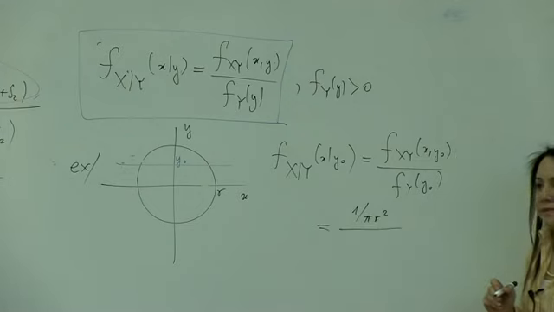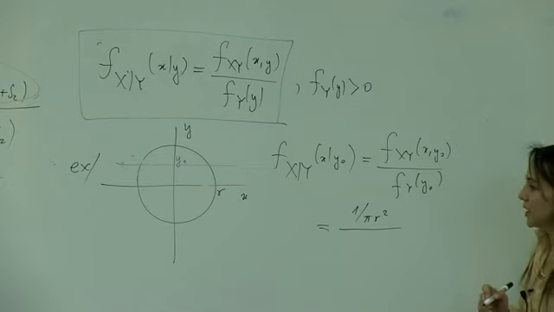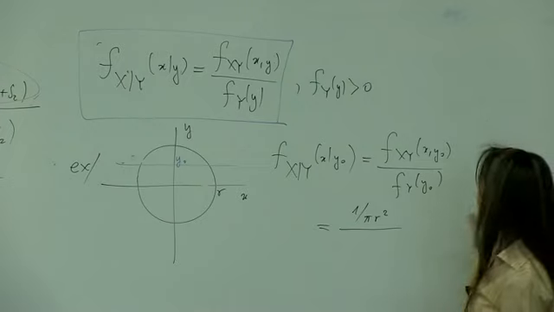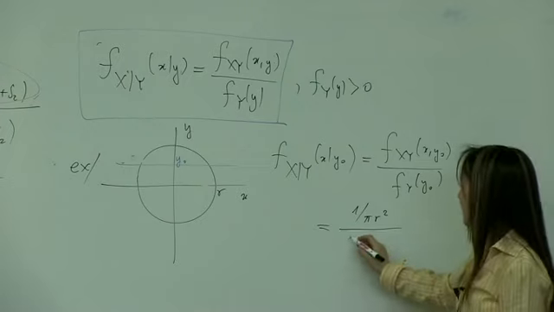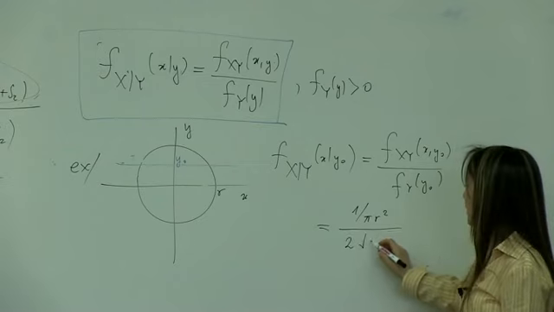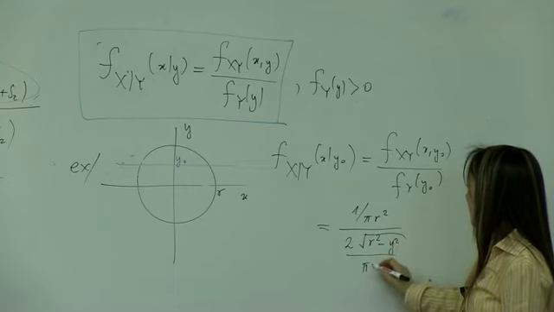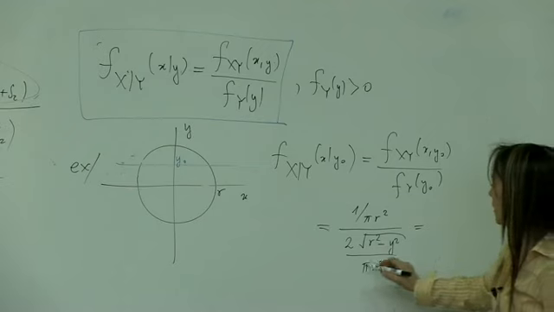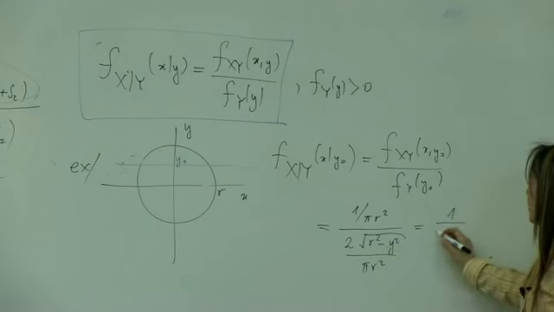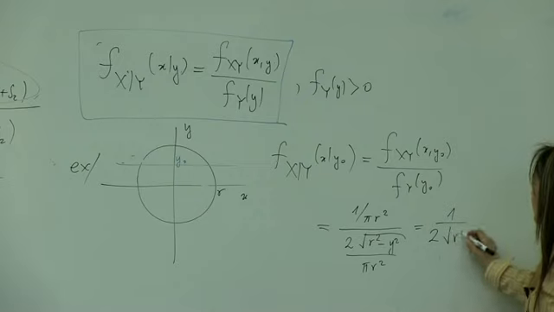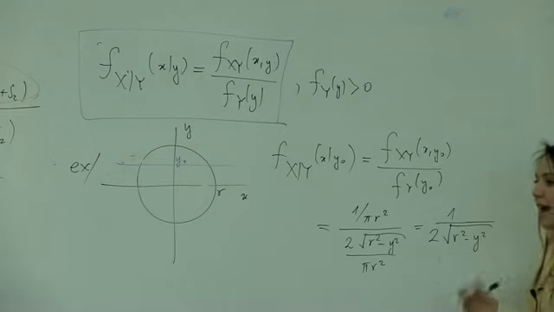How about the marginal? The marginal was, let's see, I don't have it anymore on the board, so you have to tell me. 2 square root of r squared minus y squared, over pi r squared. Right, very nice. So the pi r squareds cancel. We have 1 over 2 square root r squared minus y squared. Okay.